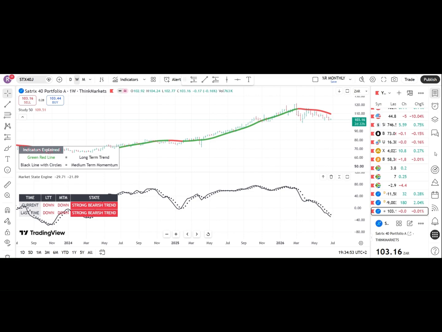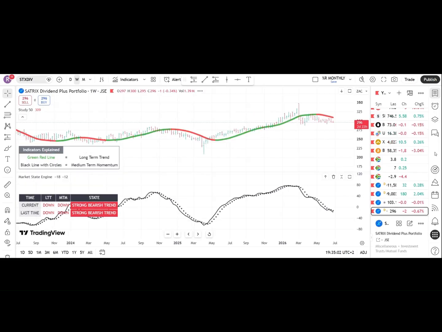The Satrix 40 portfolio, top 40, is continuing its strong bearish trend. The Satrix Dividend Plus portfolio is likewise continuing its strong bearish trend.